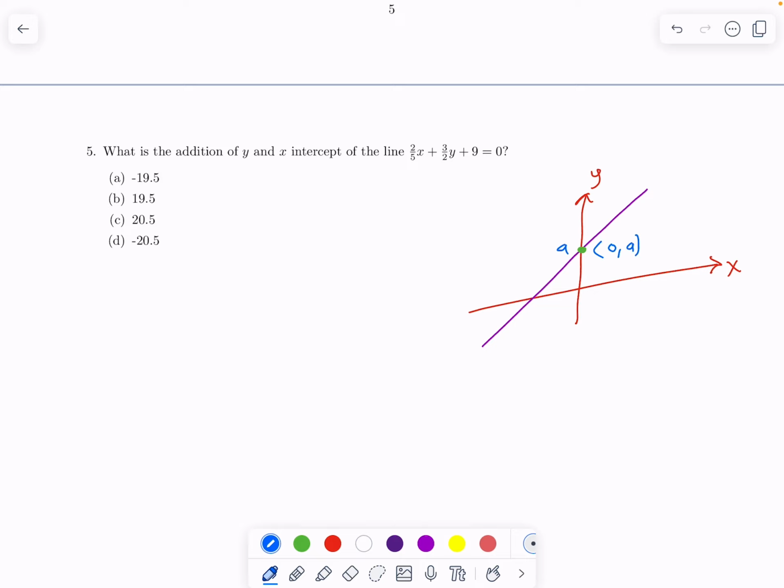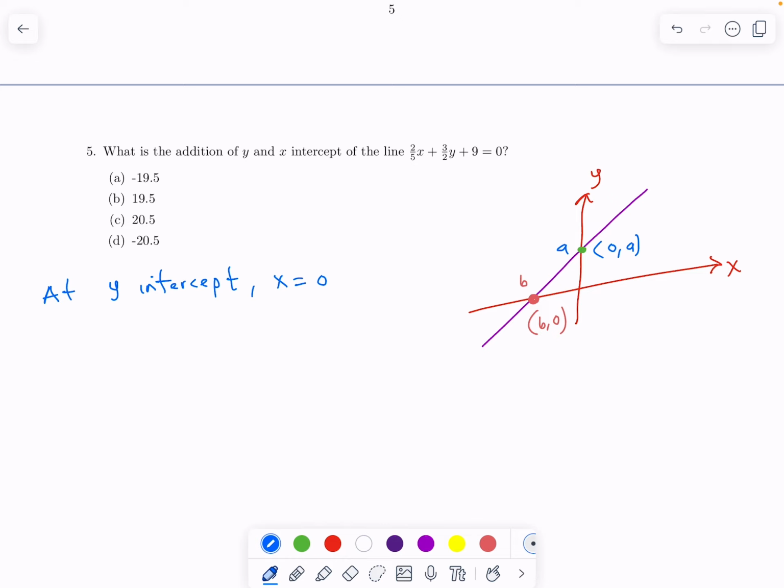Is a. And at this other point here, where it crosses the x-axis, your y is 0. Let's say this place is b, x is b, and y is 0. So basically what I'm trying to say is that at the y-intercept, x is equal to 0. So that's the idea I want to use.